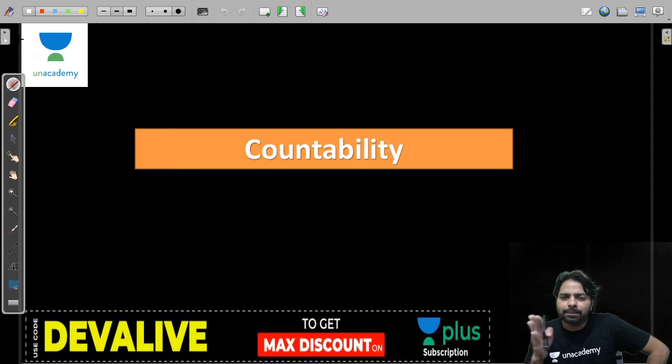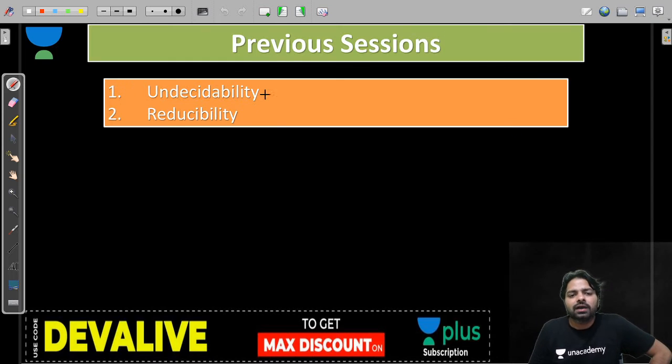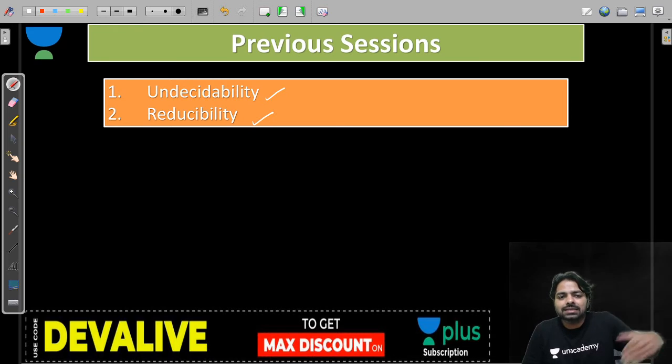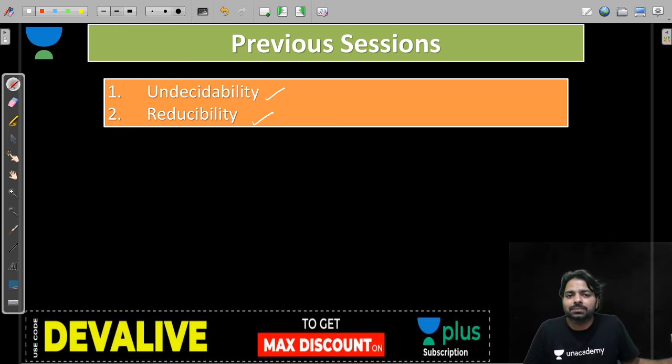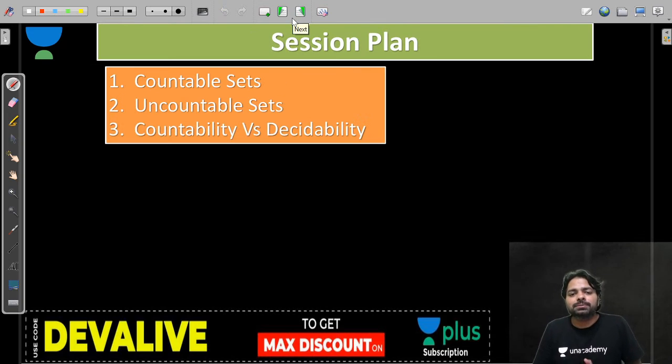If you look at the previous classes before this countability class, we have learned undecidability and reducibility. Till the last session, we were understanding reducibility and undecidability. Today is a very special topic, which is countability. In this, we are going to learn which sets are countable, which are uncountable, and what the relationship is between countability and decidability.